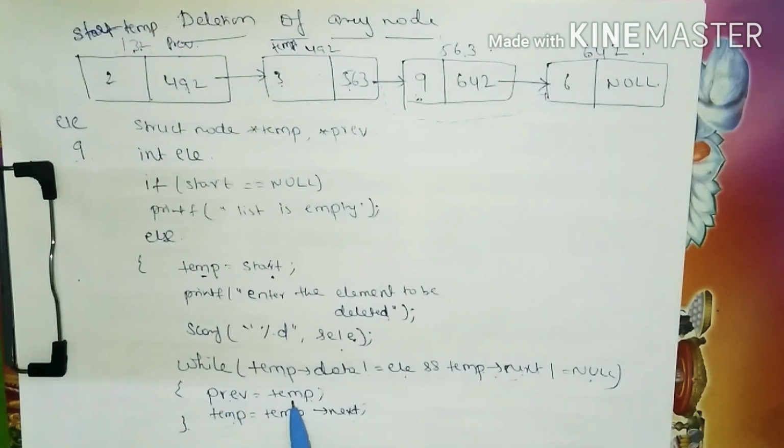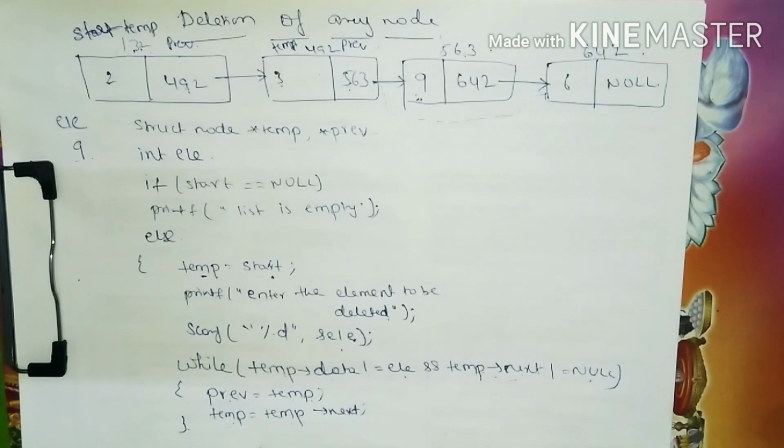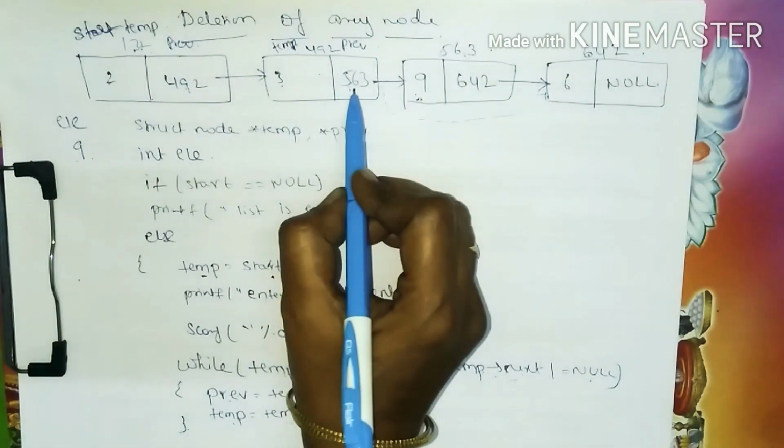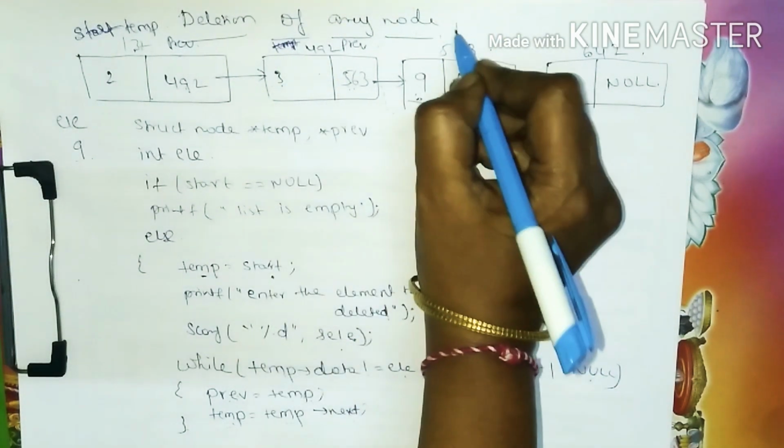Prev is equal to temp. Now what is temp value? Temp value is 492. So prev value will be again 492. And temp is equal to temp next. Now what is the temp next value? 563. So now temp value will become 563.